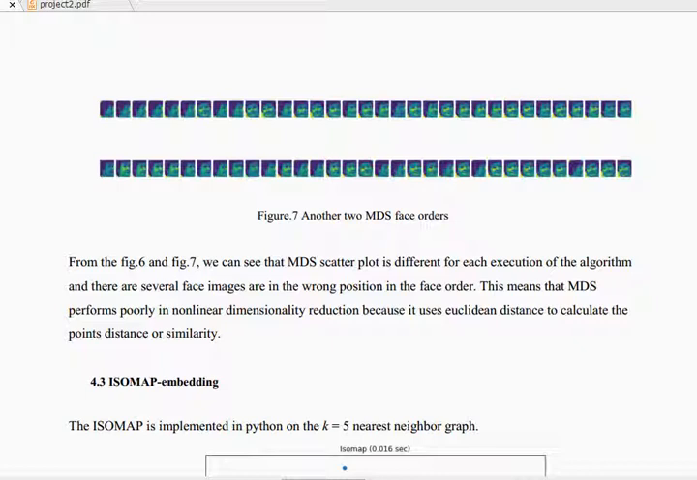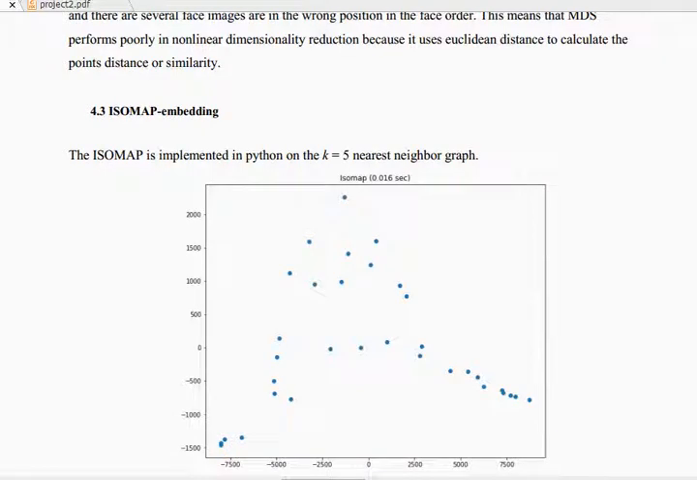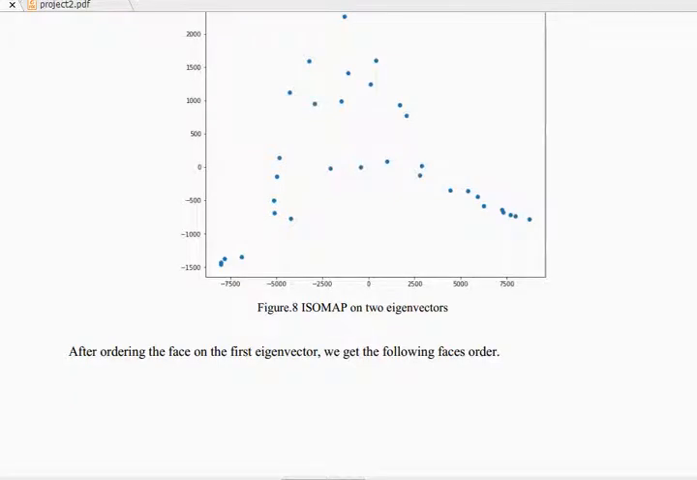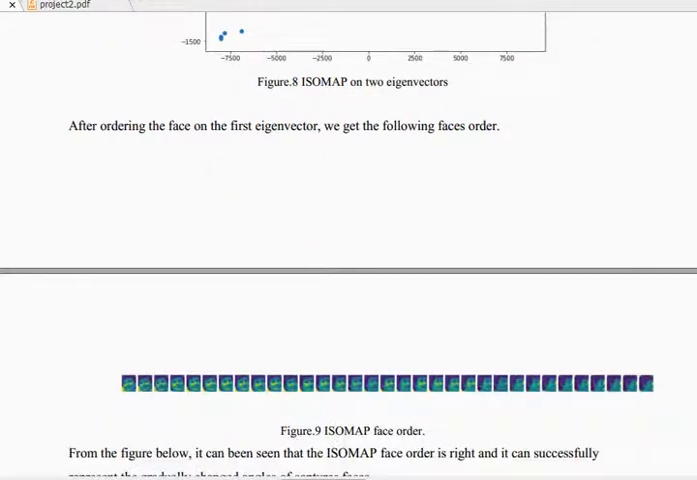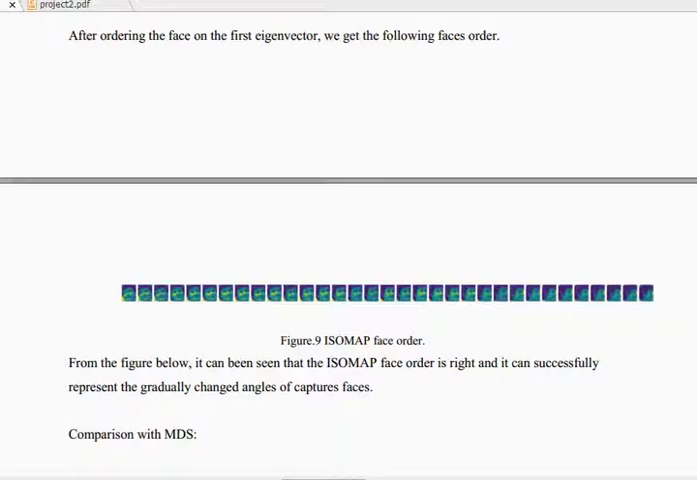Now let's look at the ISO map embedding. The ISO map is implemented in Python on the k=5 nearest neighbor graph. After ordering the faces on the first eigenvector, we can get the following face order. You can see the result is correct.